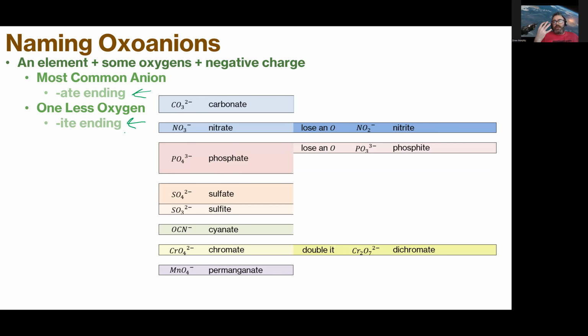Now, the nomenclature rule is that the most common one has ATE, and if you have less oxygen, it's ITE. So we can kind of see the patterns here, right? Here's NO3 minus being nitrate, NO2 minus being nitrite, because we've lost an oxygen. SO4 sulfate, SO3 sulfite. There's a few on here that don't have the ITE versions. Carbonate does not have a carbonite version. These other ones are kind of weird other examples, but these are ones that we're going to encounter and be able to deal with. Phosphate becomes phosphite.